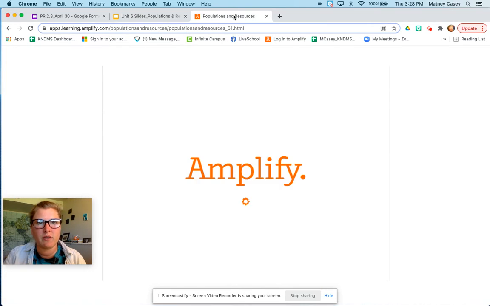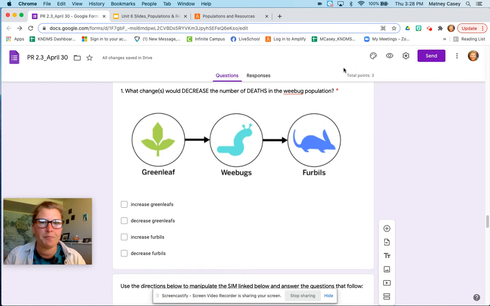We're going to use that sim in Amplify to analyze this question. This was your key question of this section. And this is the last big section before I give you another quick video in the next section and then your exit ticket.